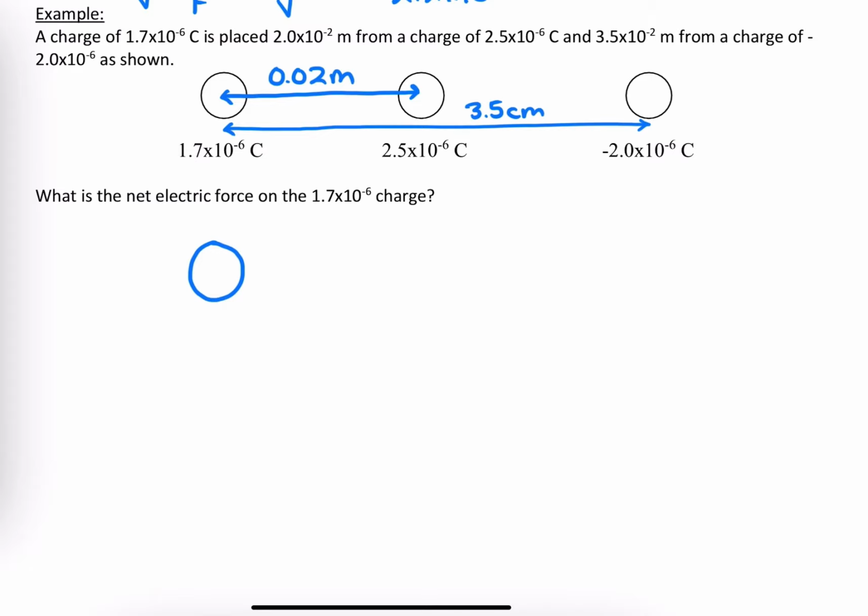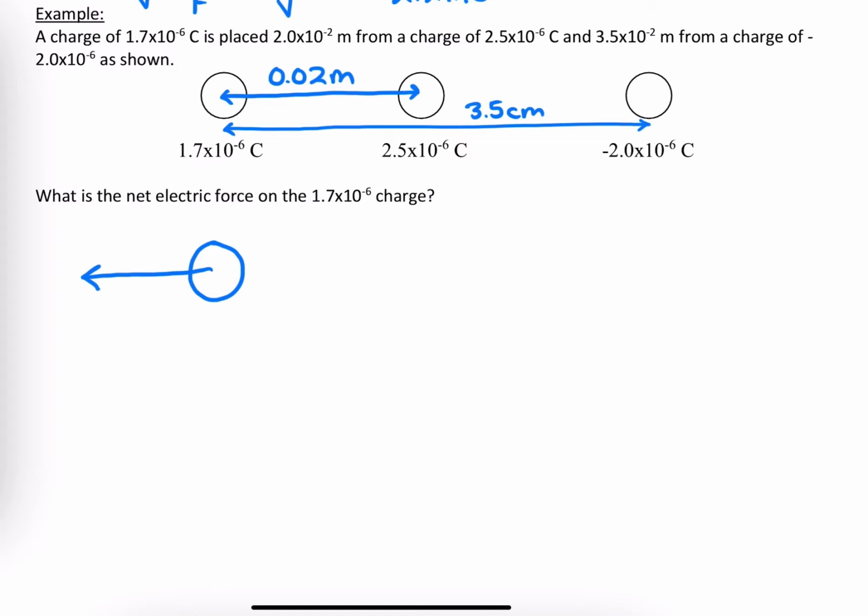Now let's look at the force that my charge feels from the other charge. Here I have a positive charge and a negative charge, so they have opposite polarity, one positive, one negative. And that means they're going to attract. So they will be pulling on each other. And that's going to make my charge feel a force to the right.